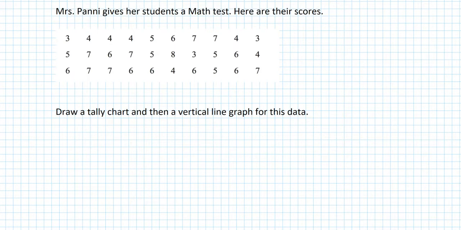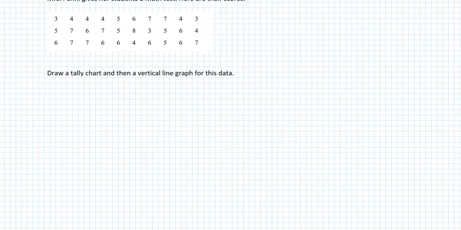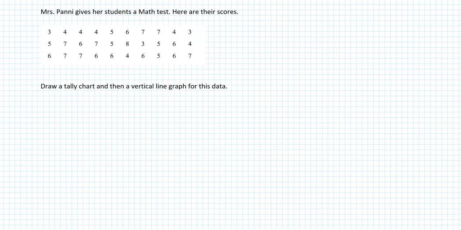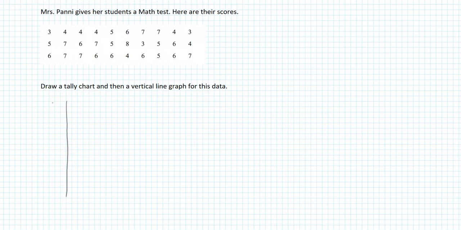And the first thing we're going to do is to organize this into a tally chart. So a tally chart is a way of turning this into some frequencies that we can use. So what we're going to do is draw a line straight down there, and write on the left-hand side of that line all the numbers we can see there. So we can see a 3, 4, 5, 6, 7, and an 8.